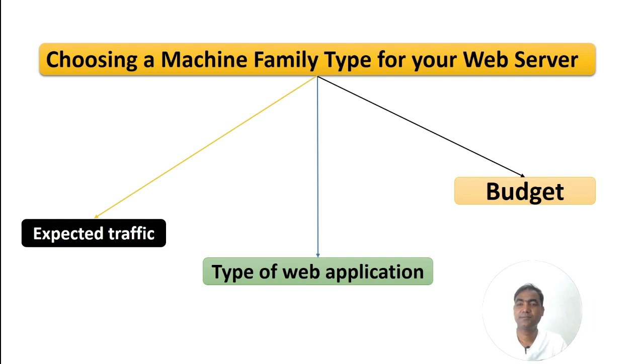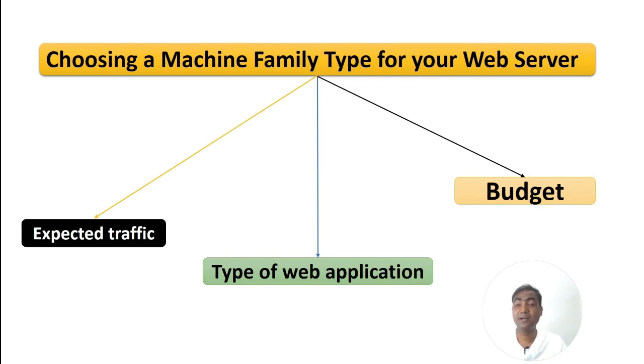As you can see here, the best machine family type for creating a web server in Google Cloud Platform will depend on your specific needs and budget. You can focus on some factors to consider when choosing a machine family type for your web server: expected traffic, type of web application, and budget. Let's discuss all the factors so that you can easily understand it. First of all, I will discuss expected traffic.